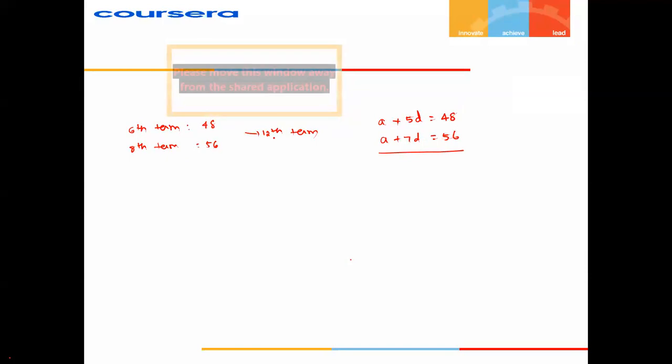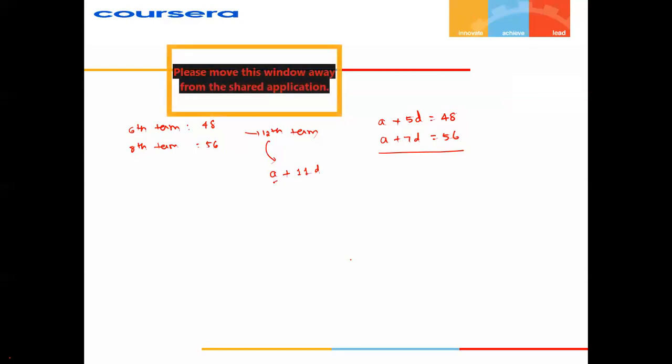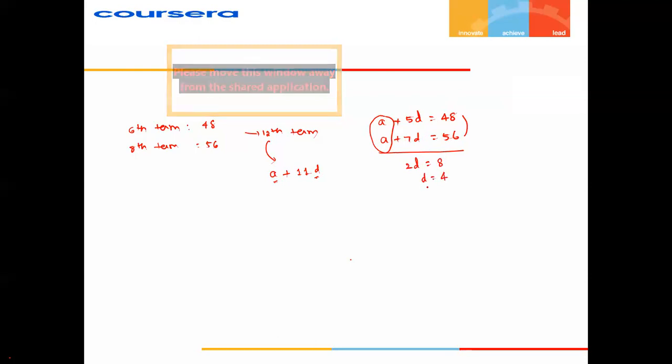We know to find the 12th term means a plus 11d. We want the d value, which we can get from these. If you subtract these two, a minus a becomes 0. 7d minus 5d means 2d, and 56 minus 48 is 8. Then d equals 4, since 2 fours are 8.